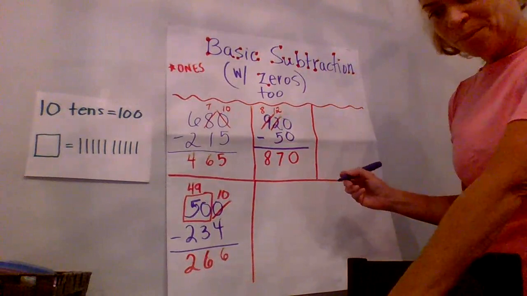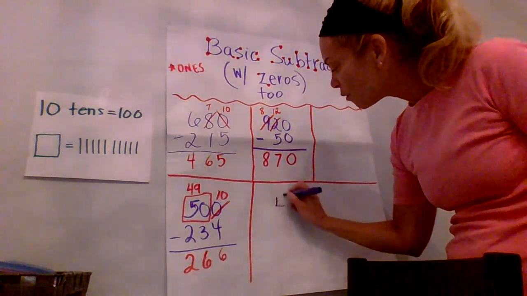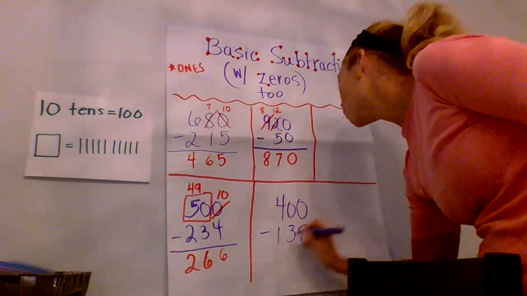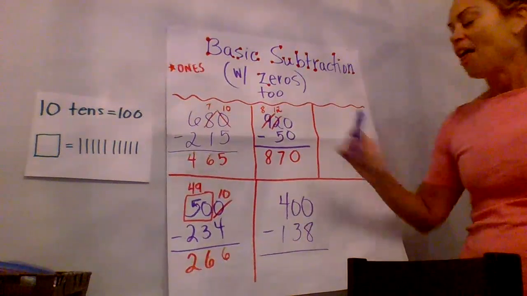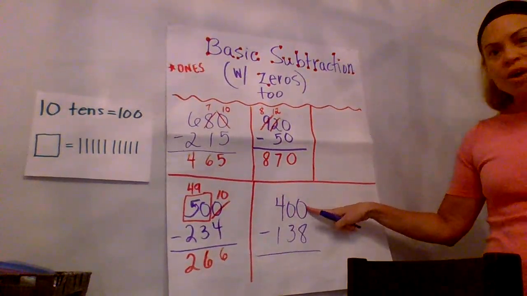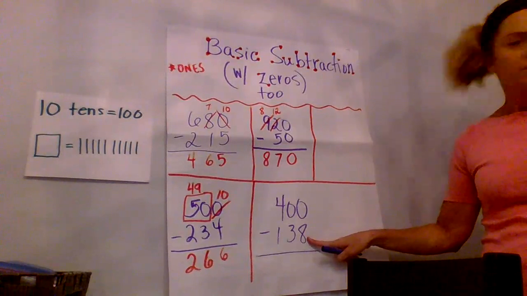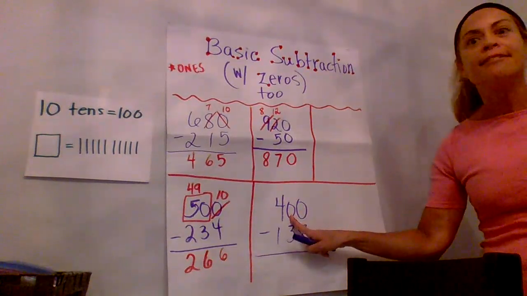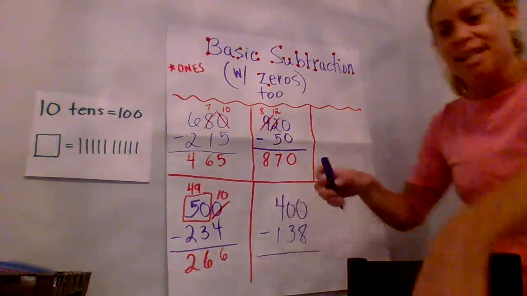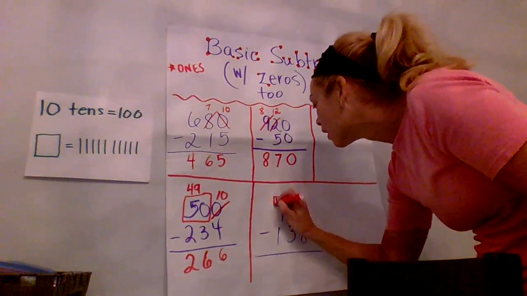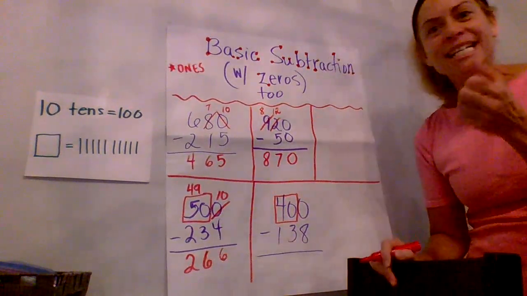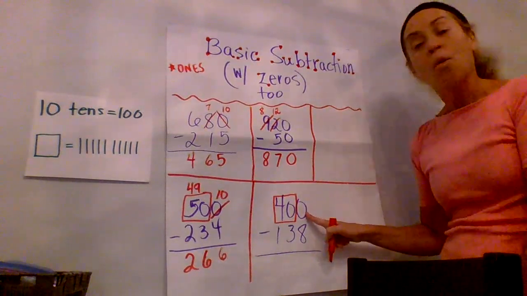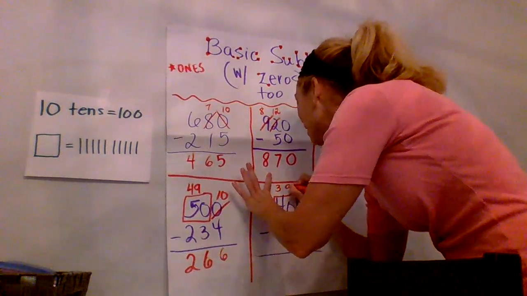Okay, one more. Okay, let's do 400 this time. Minus 138. Where do I start first? The ones. If I have 0, can I take away 8? No. Go next door. Uh-oh. My neighbor has nothing. I'm going to box this 40 right here. And I'm going to take 1 from the 40 so I can subtract in my ones place. So 1 less than 40 is 39.